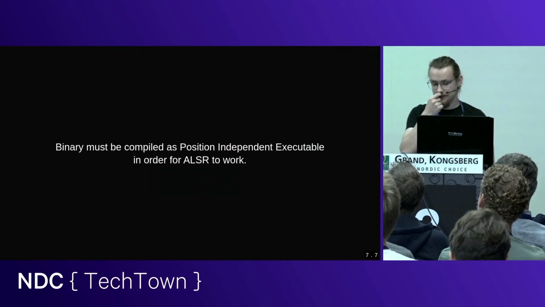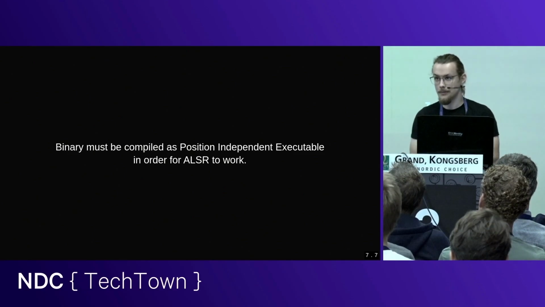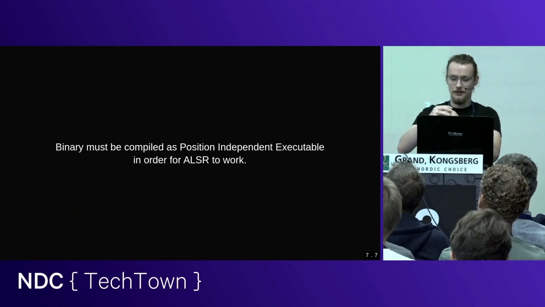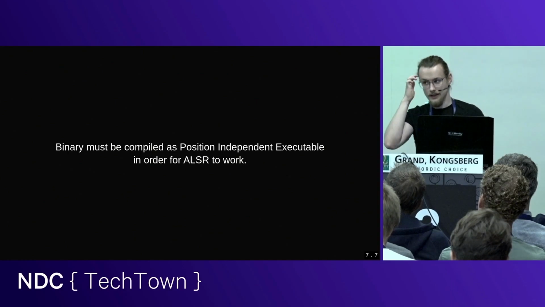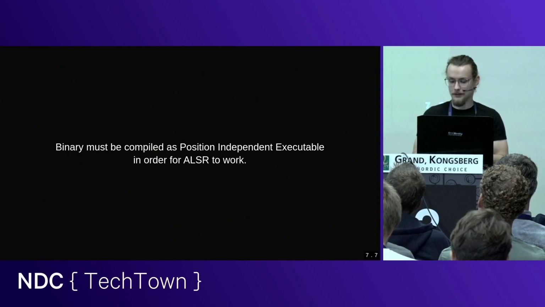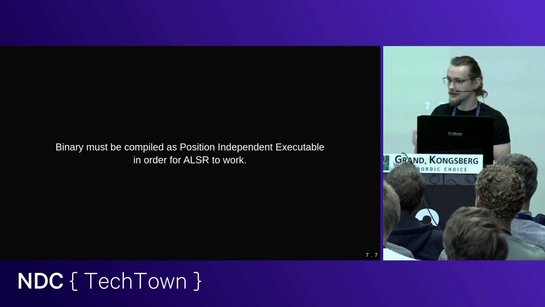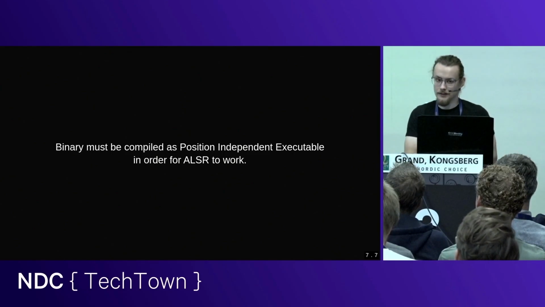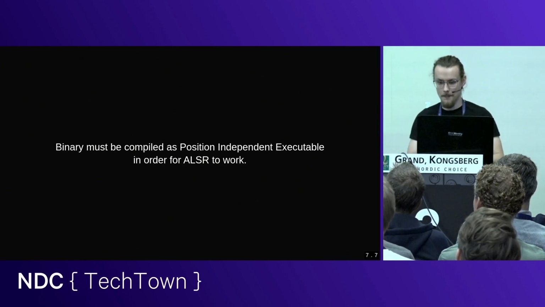The important point is that my binary must be compiled as a position-independent executable, which means that it can be put anywhere in the memory. Because if I compile my binary with no-pie, then it cannot be randomized, because then it expects to be loaded at a very specific address. So if I compile it with no-pie, then it wouldn't be randomized. Even if I had randomization enabled, it would randomize all the other sections, but not my binary.